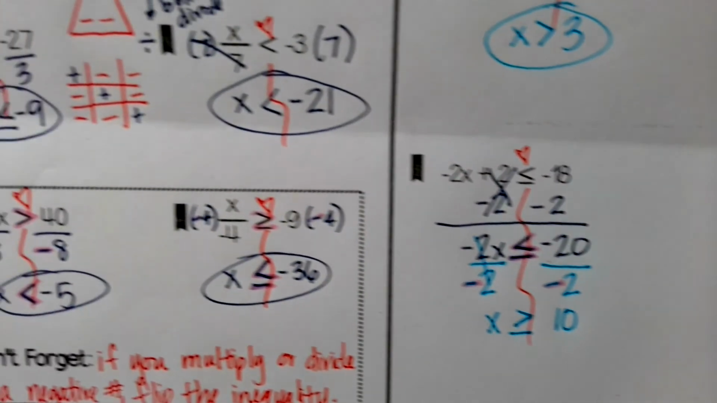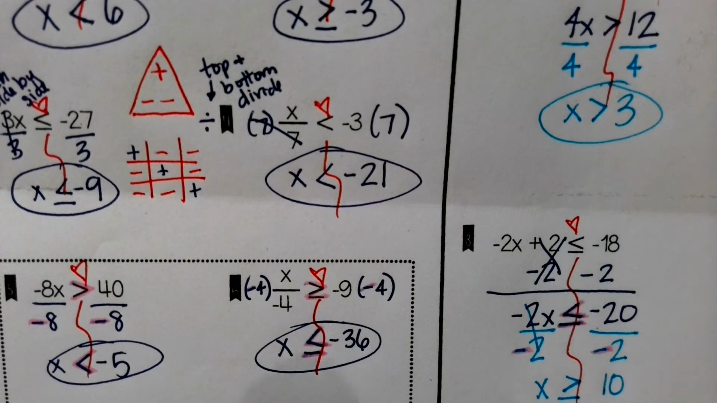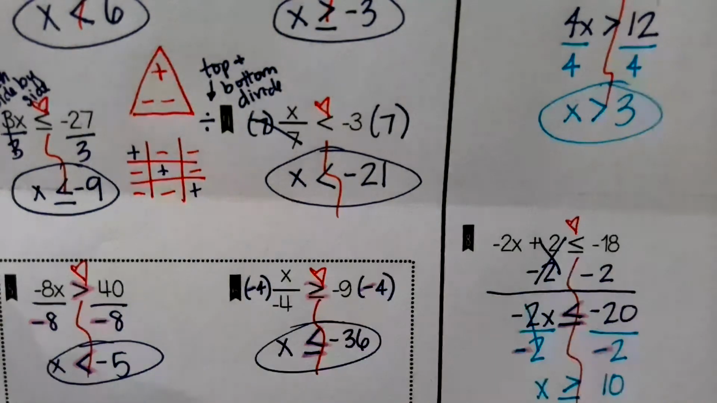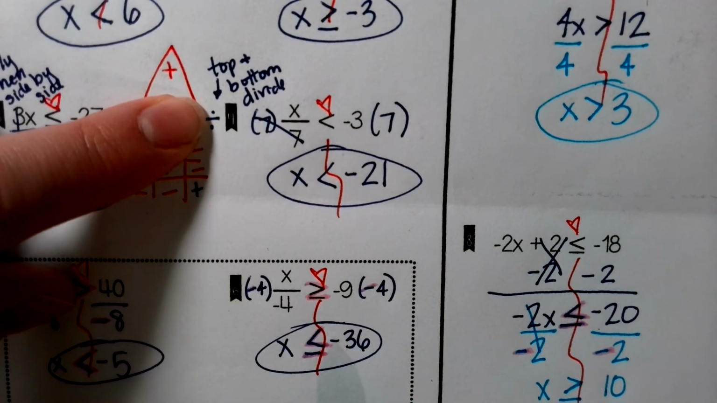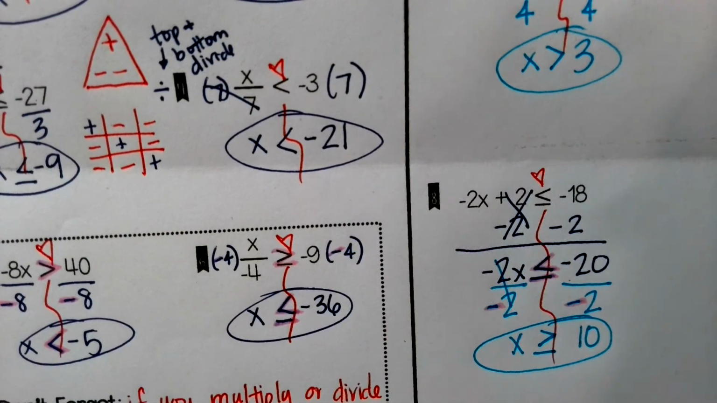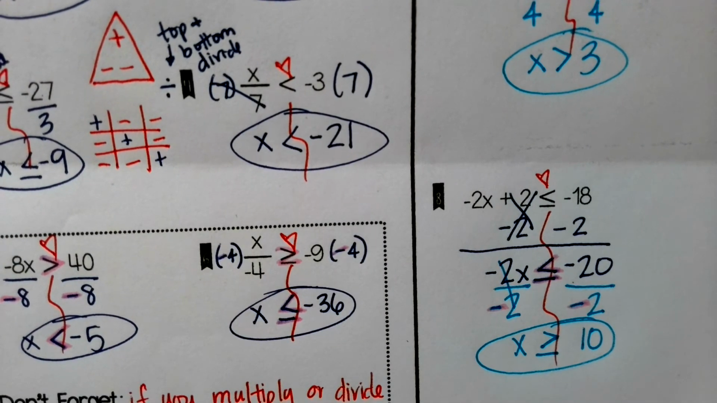Positive or negative 10? If I had a negative and a negative, my answer should be positive. So we end up with x is greater than or equal to positive 10.